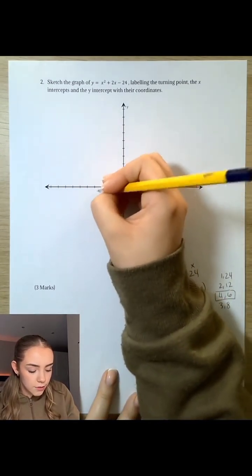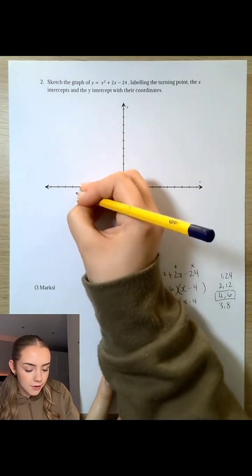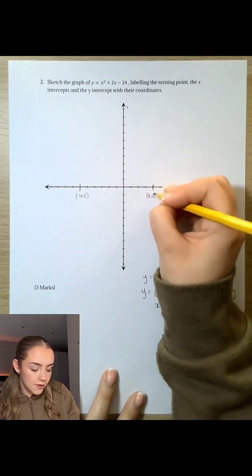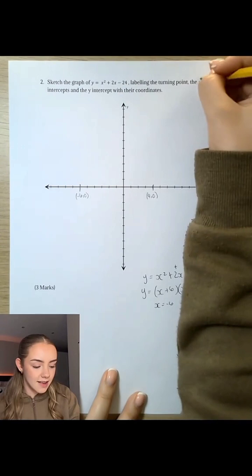So if we go 1, 2, 3, 4, 5, 6. So that will be minus 6, 0. 1, 2, 3, 4. That'll be 4, 0. So we've got our x-intercepts, which we've got to take here.